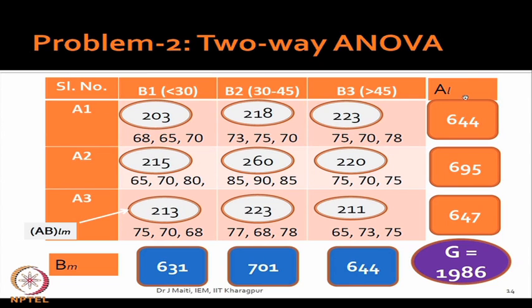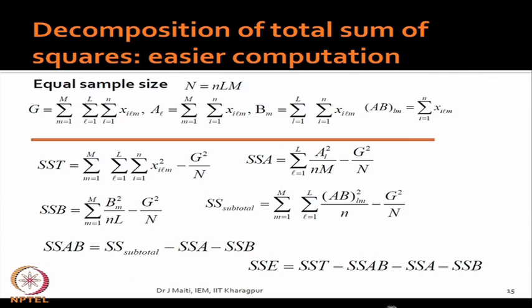Now, you are calculating four things initially. One is the total across rows, the total across columns, then the total across cells, and then the grand total. These things will be used to compute SST, SSA, SSB, all those things. These are our computational formulas from the equal sample size point of view.